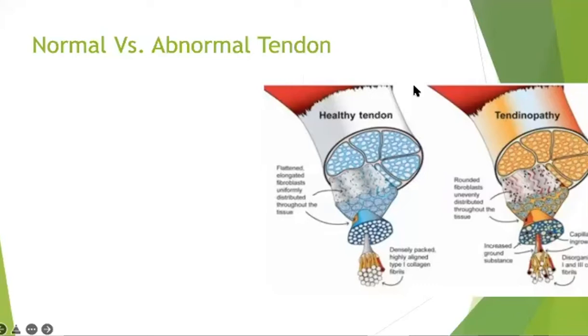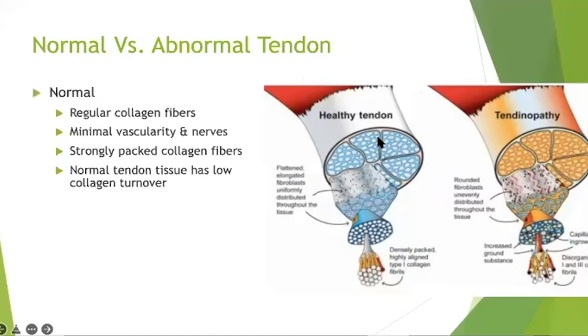The one on your left, you can see there's some blue fibers here and there's white, where the collagen fibers are densely packed and organized, leading to high load tolerance. Normal tendon tissue has a low collagen turnover. You can see there's not a whole bunch of red, which is going to be your vascularity, and there's not too many nerves.